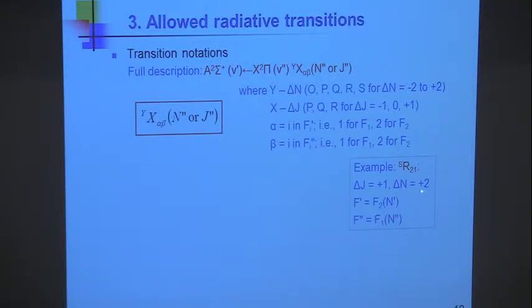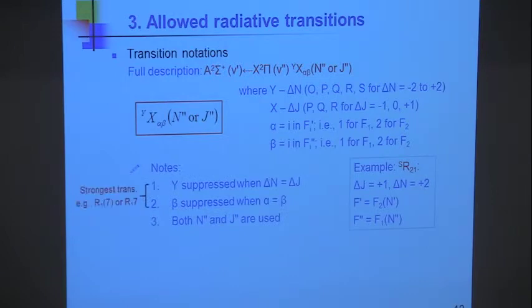However, when delta J and delta N differ, they're weaker, and those are called the satellite bands. And so frequently, you don't see this notation here because that's suppressed. This Y is suppressed when delta N equals delta J, which are the strongest lines. Similarly, when beta and alpha are equal, that's suppressed. So frequently, you'll just see something like this.